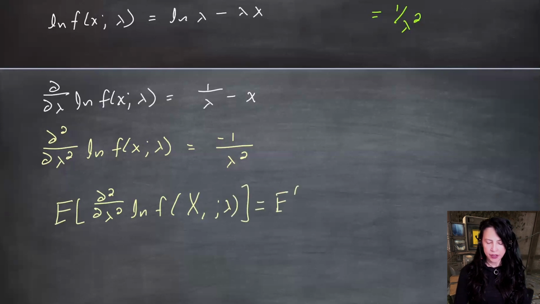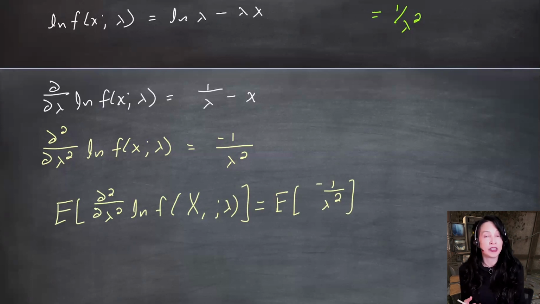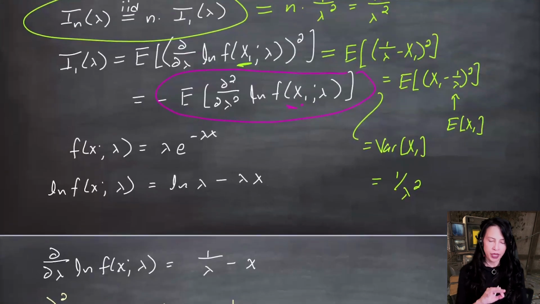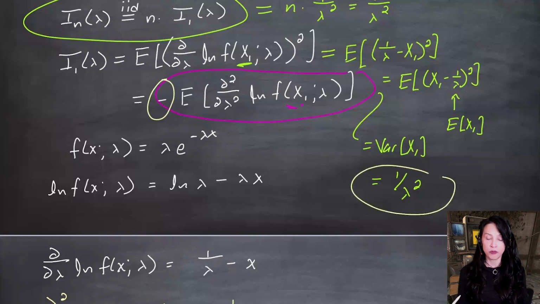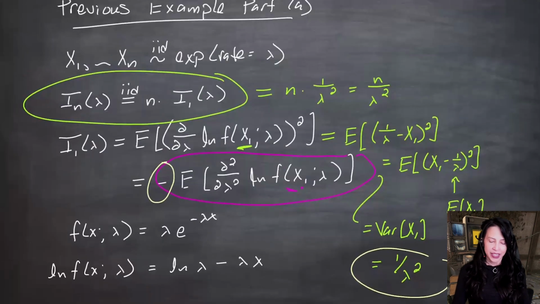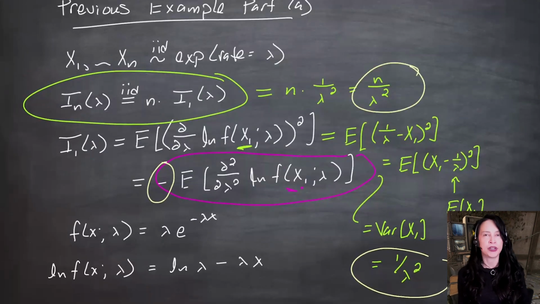The expected value of this thing with a capital X plugged in is the expected value of the negative of 1 over lambda squared. Now, there's no randomness in there. So this is just like saying the expected value of 5 is 5. It's a constant, and we just get that constant. Going back up to the pink-purple circle, there is a negative that's supposed to be in front of this. And so you end up with this again. You get the negative of 1 over lambda squared. So going back up here, you get the same thing for your Fisher information, which is going to be the denominator for your Cramér-Rao lower bound.